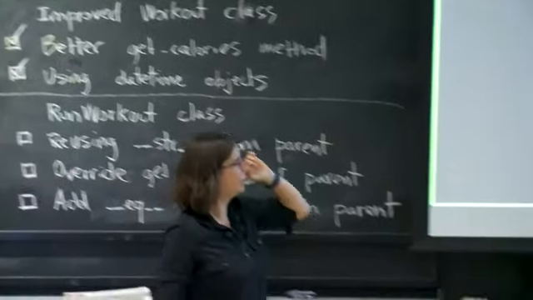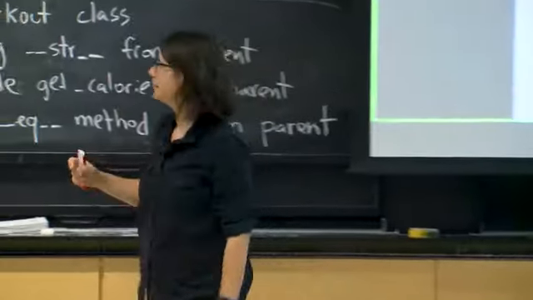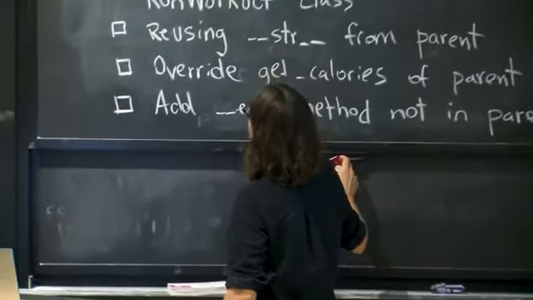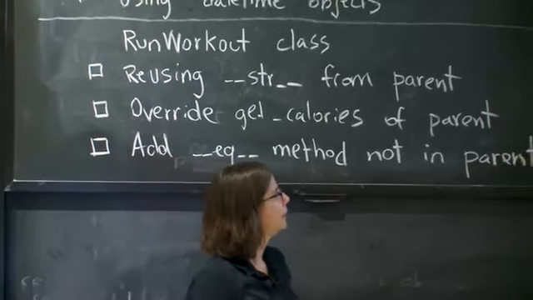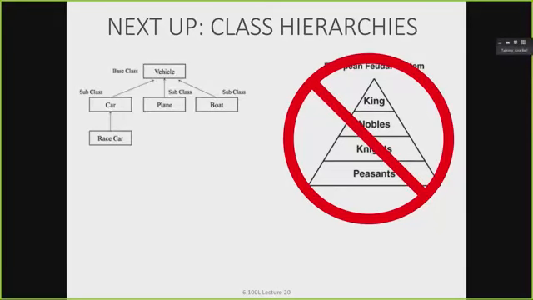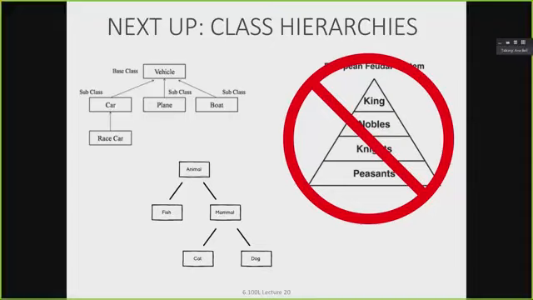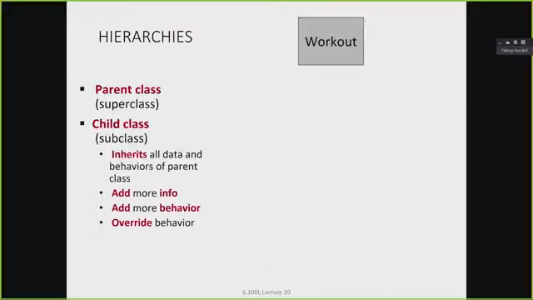Okay, so next up, the rest of this lecture, will be implementing one subclass of this workout object called a run workout class. Okay? And so we're going to use the idea of hierarchies and class inheritance to do this.